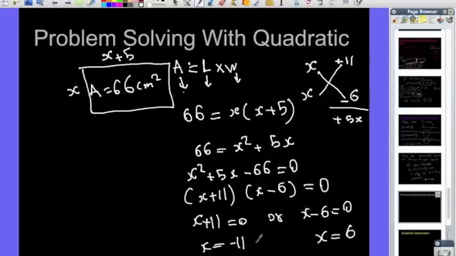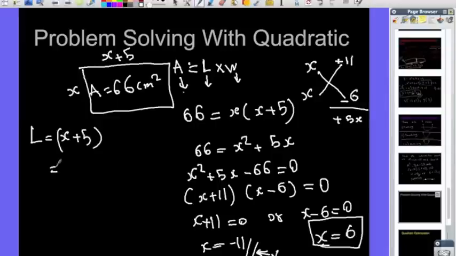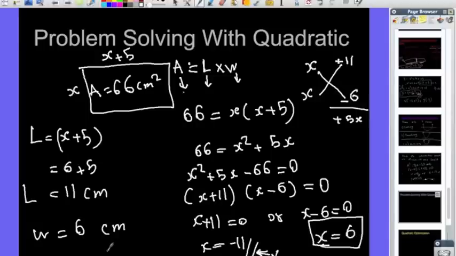We know that there can be only one possible answer for x, and it cannot be negative because length cannot be negative. So we know that our possible answer is x equals 6. So now we would substitute the value of x into x plus 5 and x. The length was x plus 5, right? So it would be 6 plus 5, which would give us 11. So this is the length. And the width would be 6 itself. It's this easy.